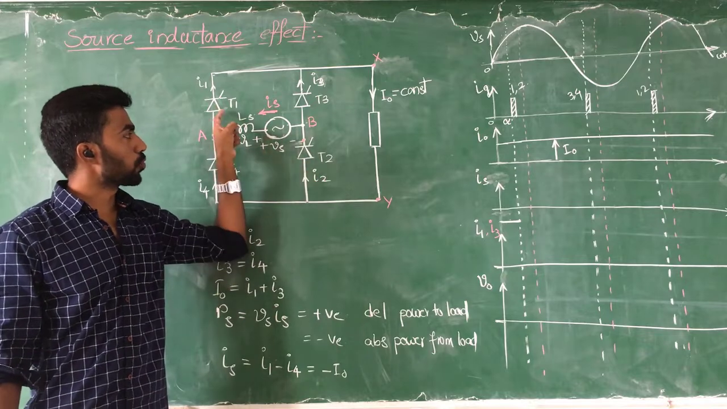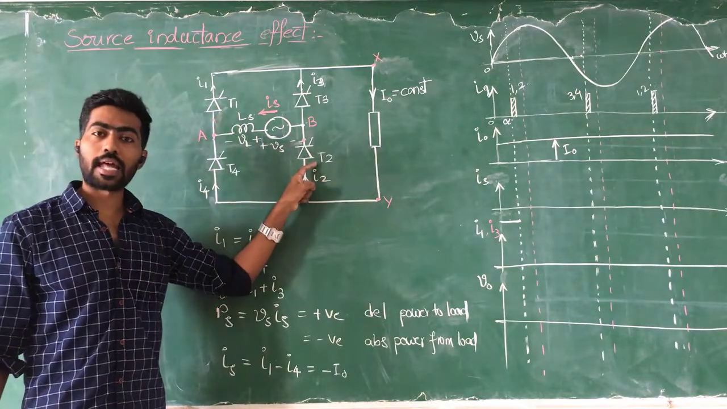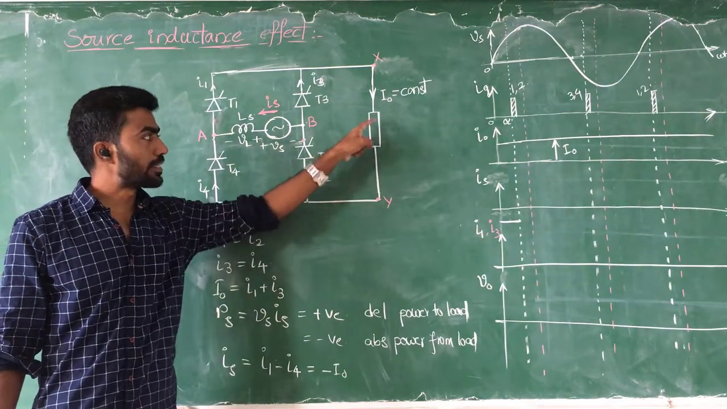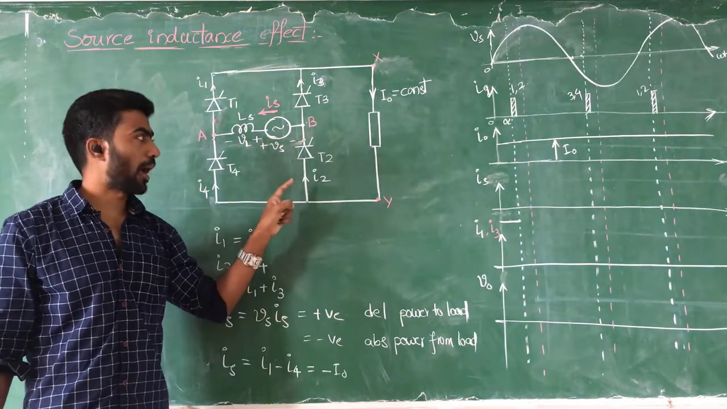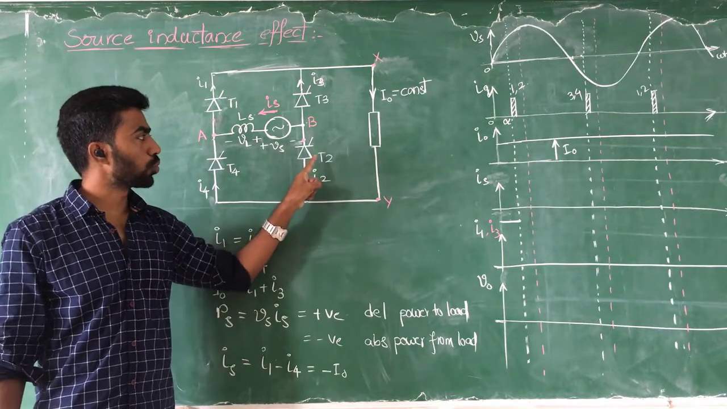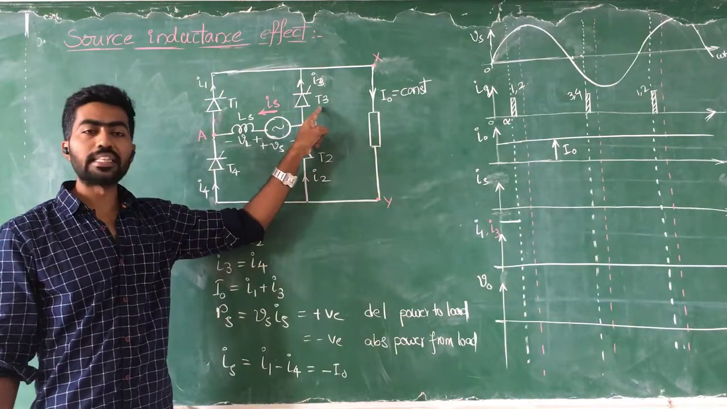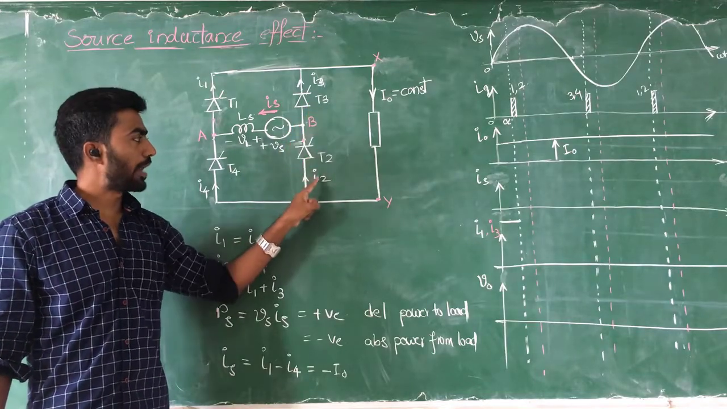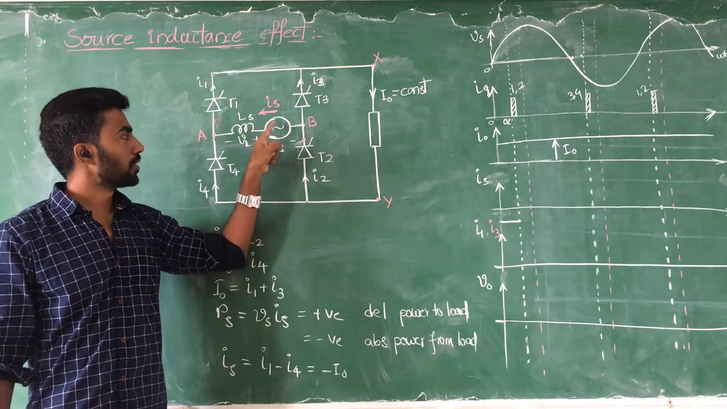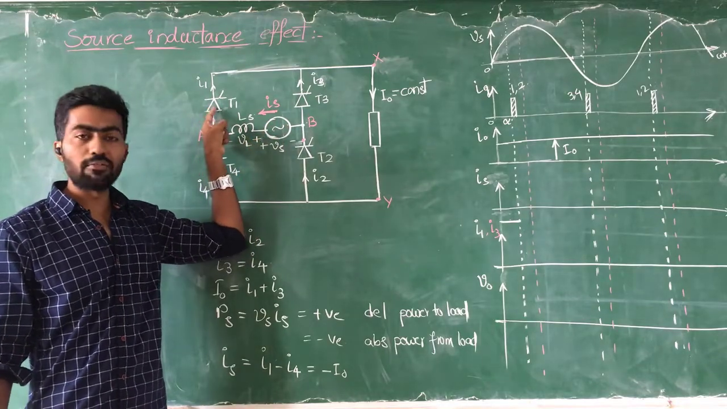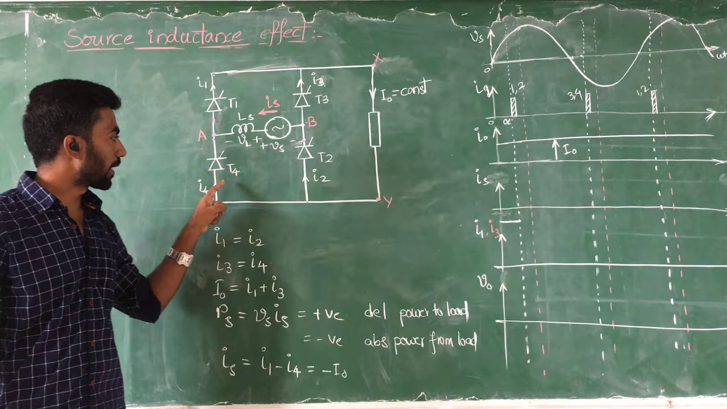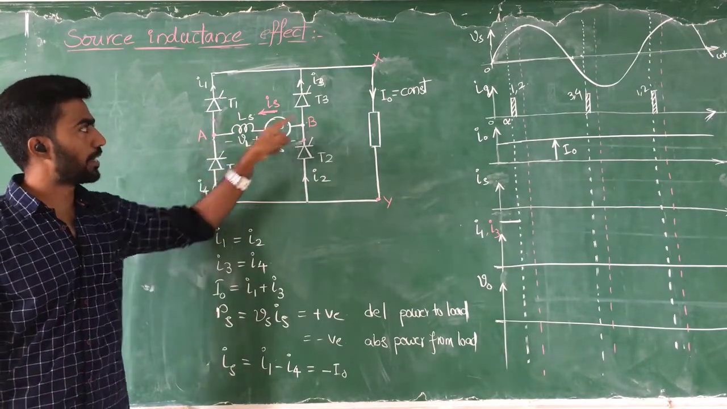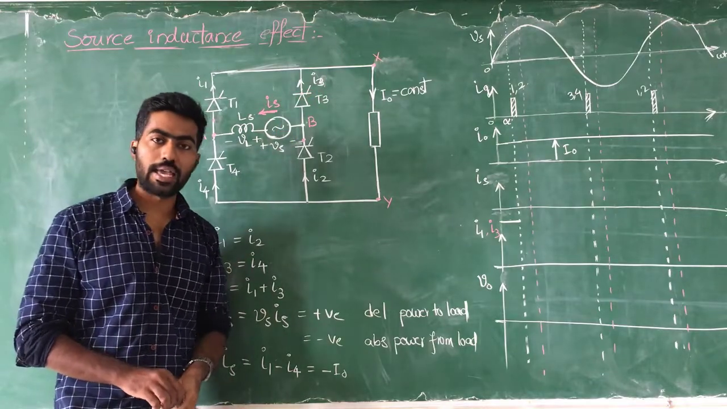So if we give triggering pulses to T1 and T2, these two thyristors will start conducting. Once they start conducting, the load current has different paths. One path is through T2 and T3, because T3 was already in conduction mode, or through T2, the source and T1. Another path is T3 and T1, or T4 and T3. So these are the different paths for the I0 current.